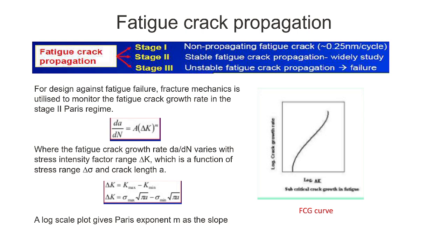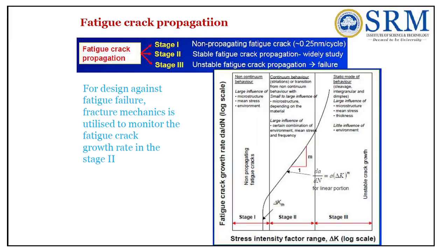So ΔK is nothing but the stress intensity factor range. ΔK is equal to K max minus K min, or we can write it like this: ΔK is equal to σ max into root of πa minus σ min into root of πa. A log scale plot gives the Paris exponent M as the slope. We have to draw a triangle at the center, that is the crack propagation region. From there we can find this slope M and the other parameters required to calculate da/dN. You can see here, that's what I told you, we draw a triangle here and calculate the slope M.